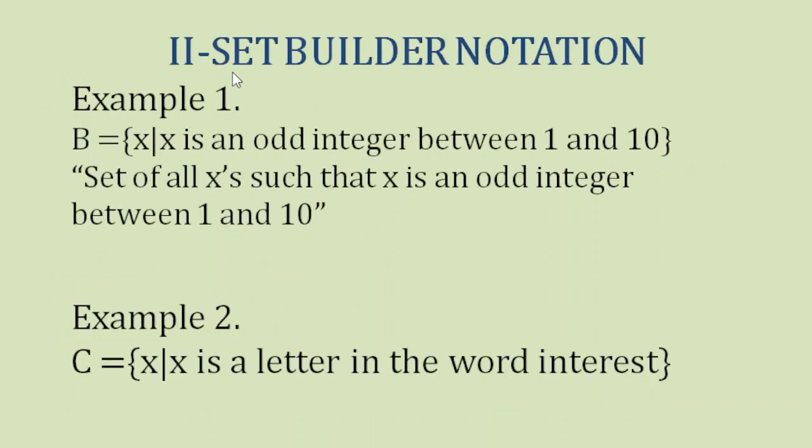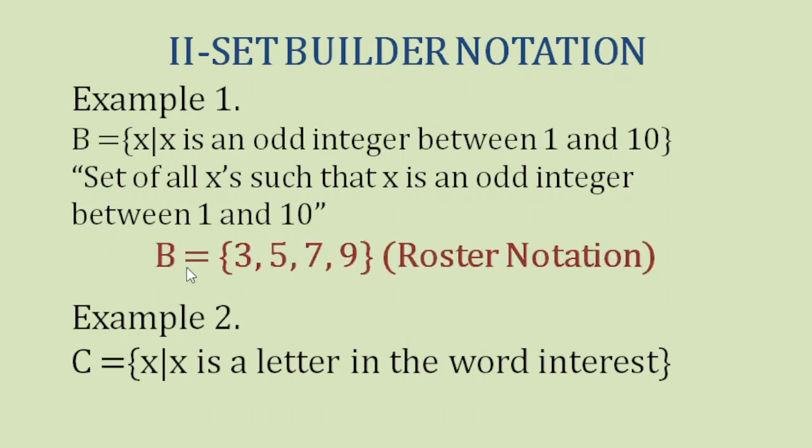Now let's talk about set builder notation. So we have here example number 1. This is read as B is the set of all x's such that x is an odd integer between 1 and 10. So if we are going to create a roster notation for this, this is the roster notation. B equals {3, 5, 7, 9}. Odd integer between 1 and 10.